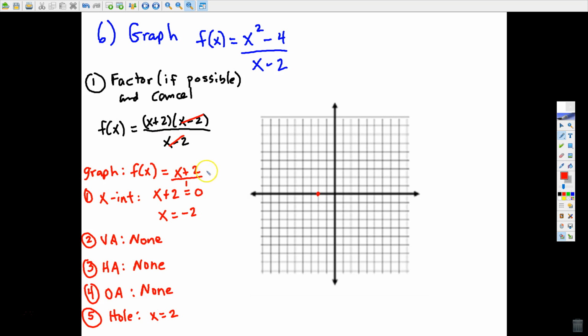Okay, so now we're ready to graph. We're graphing y equals x plus 2. So y-intercept 2, slope of 1.